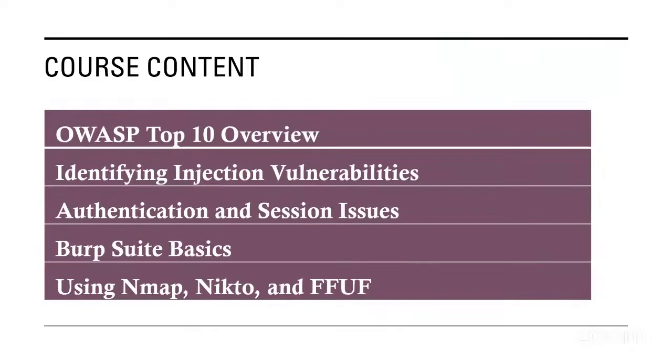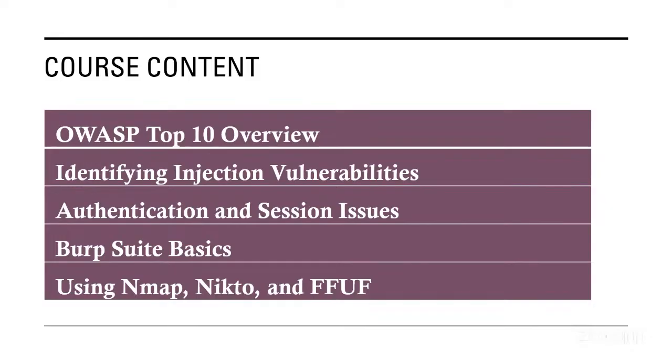Next, we will cover the OWASP Top 10 overview, the Open Web Application Security Project Top 10 bugs. We will cover it and identify injection vulnerabilities, for example SQL injection and cross-site scripting. These types of things we will also cover. The next one is authentication and session issues, like which types of authentication you can bypass, for example two-factor authentication, any session issues, and session tokens.